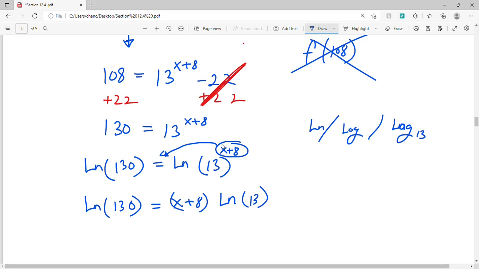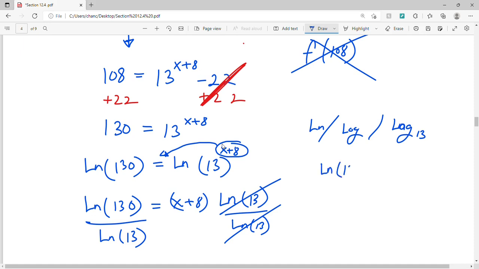We can solve for x by dividing the natural log of 13 to both sides. And again, don't feel tempted to reduce 130 and 13. You can't do it. They're inside their own separate logs. We have the natural log of 130 divided by the natural log of 13. And that's equal to x plus 8. We can subtract 8 to both sides.